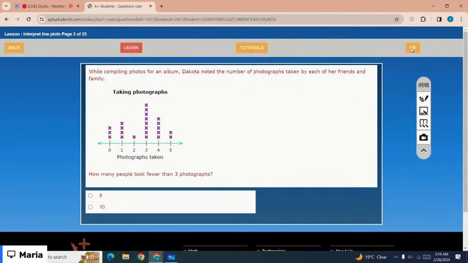So, the correct option is, just count all the x that are in columns 0, 1, and 2. 1, 2, 3, 4, 5, 6, 7, 8. That means 8 people took fewer than 3 photographs. The correct option is 8. Got it?